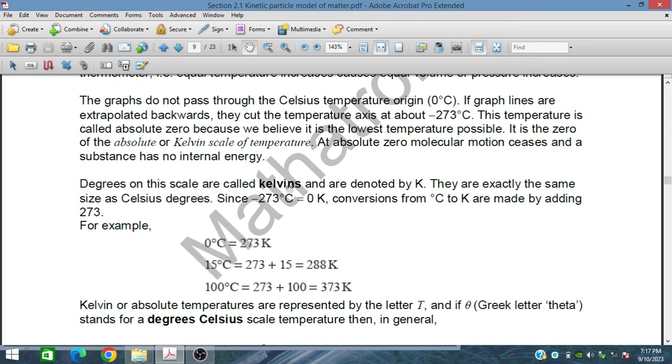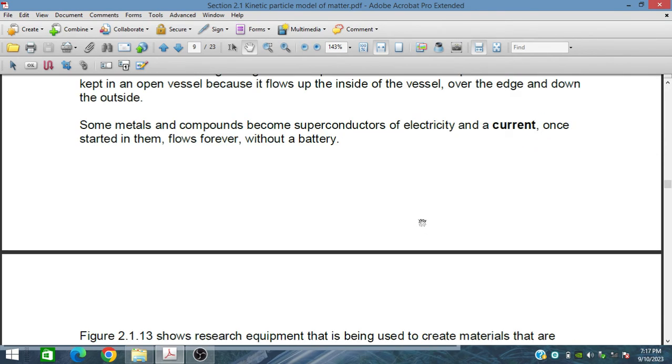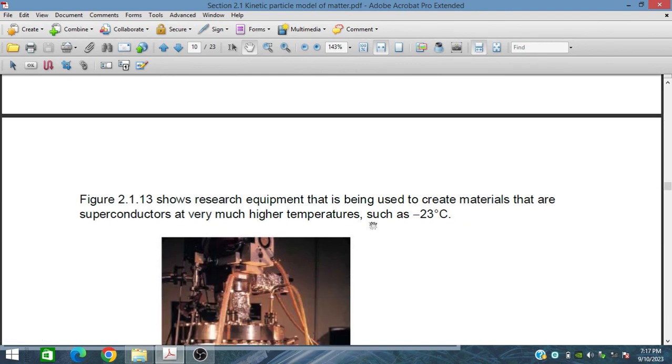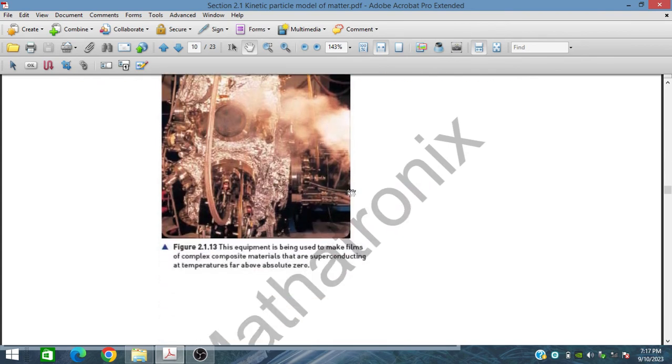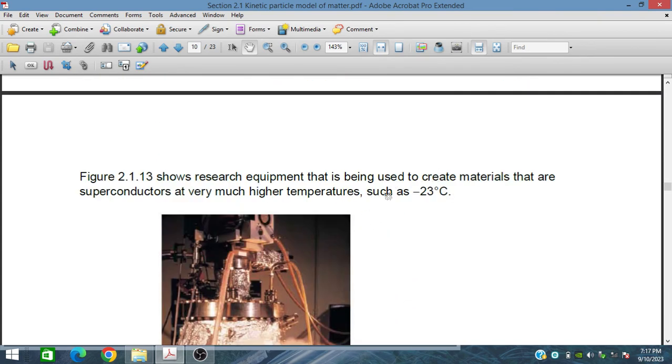Theoretically, we say that it happens at minus 273, but in a practical situation we observe it at a much higher temperature, at minus 23 degrees Celsius. Superconductivity occurred at minus 23 Celsius, which is much higher than minus 273.